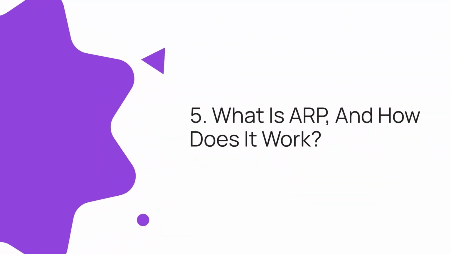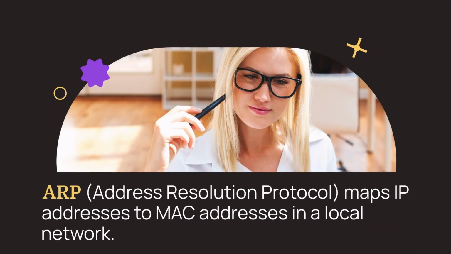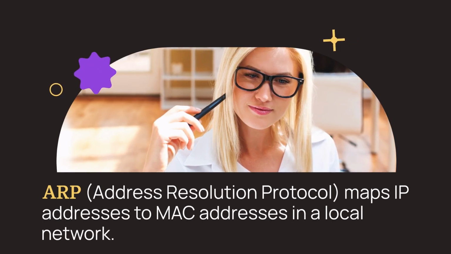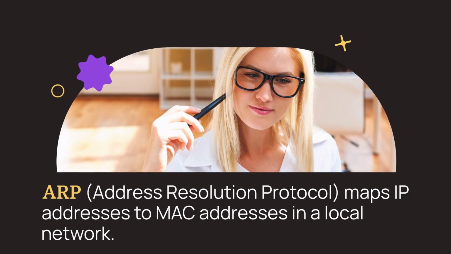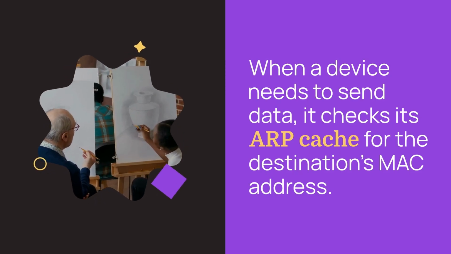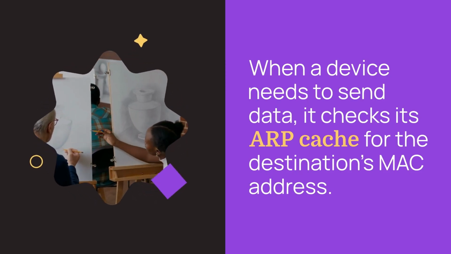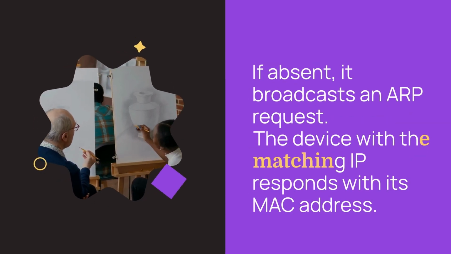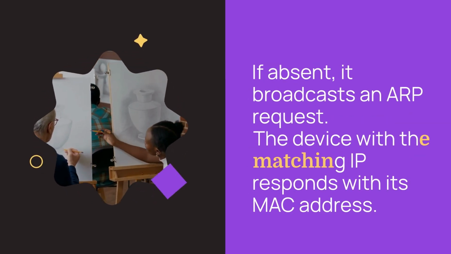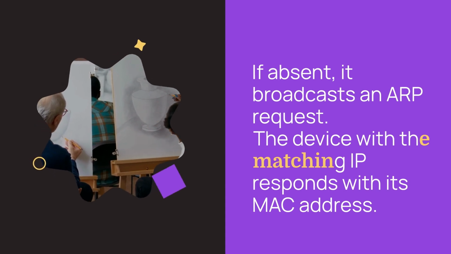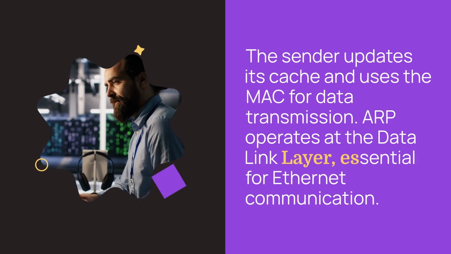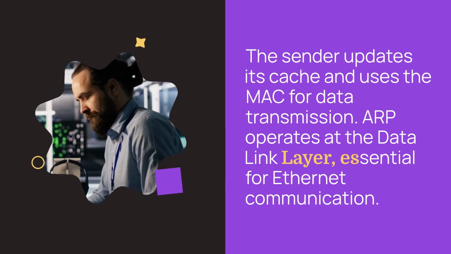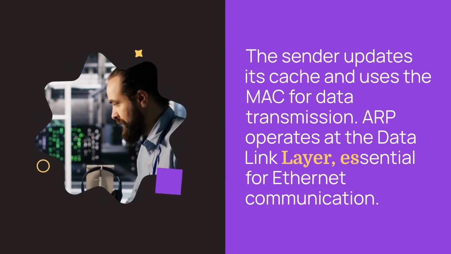5. What is ARP and how does it work? ARP, Address Resolution Protocol, maps IP addresses to MAC addresses in a local network. When a device needs to send data, it checks its ARP cache for the destination's MAC address. If absent, it broadcasts an ARP request. The device with a matching IP responds with its MAC address. The sender updates its cache and uses the MAC for data transmission. ARP operates at the data link layer, essential for Ethernet communication.